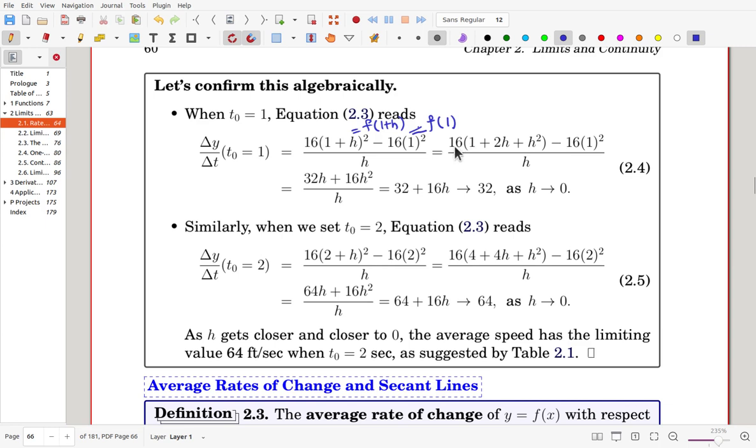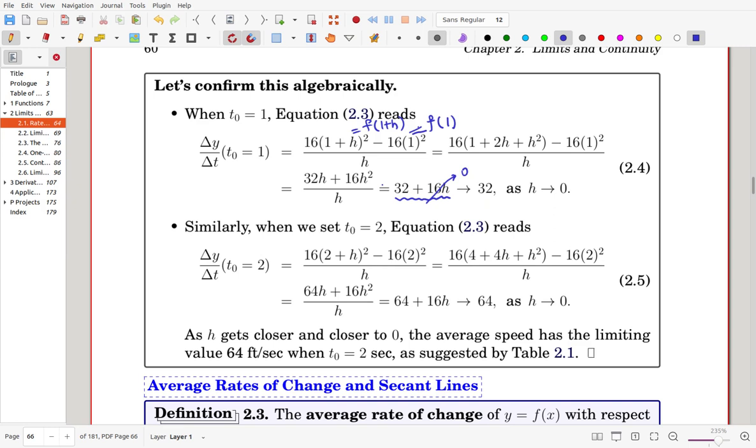The remaining part, after multiplication, is 32h plus 16h squared in the numerator, and divided by h, we can reach that one. Apparently, as h approaches 0, it is approaching 32. h can be negative or positive, it doesn't matter. Anyway, this term will approach 0, so the limit must be 32.